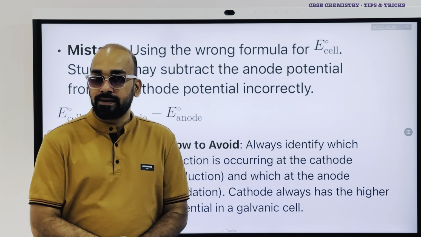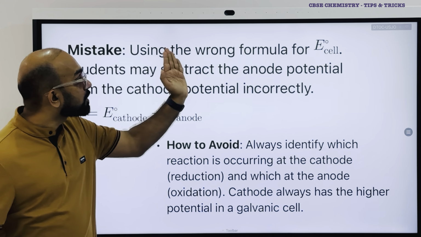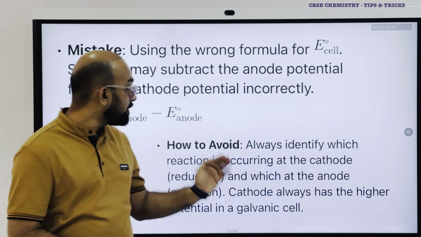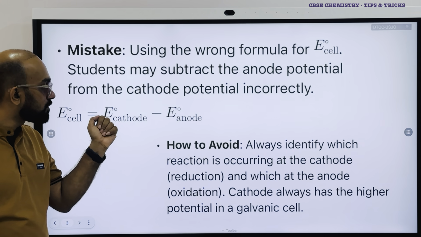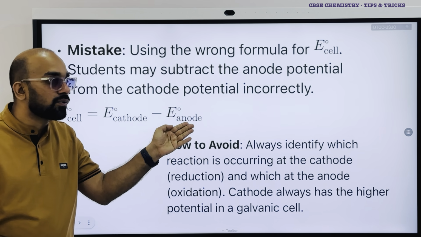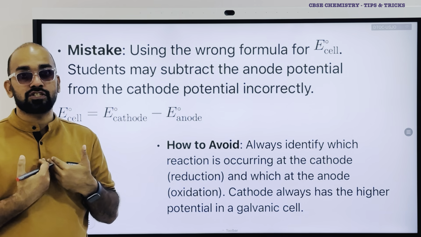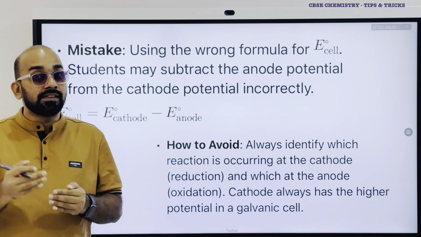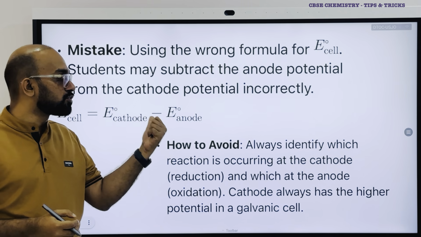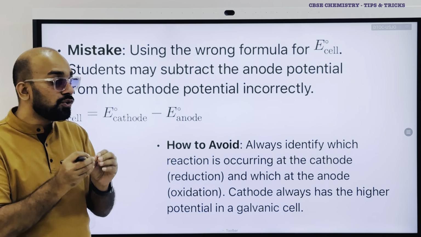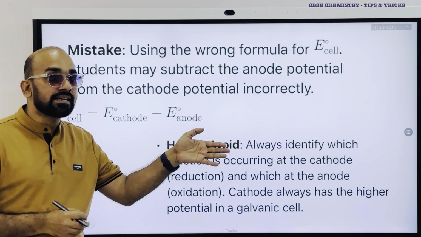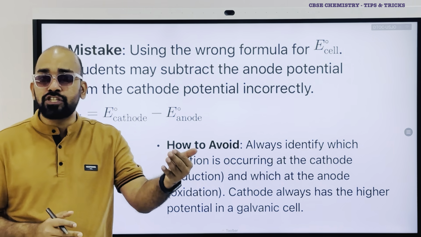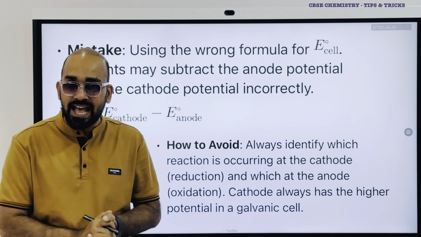Mistake number 1: using the wrong formula for E0 cell. We know E0 cell is equal to E0 cathode minus E0 anode. For doing this, first of all, we have to identify which one is cathode and which one is anode. Then only we can substitute the values properly. Otherwise, you will substitute in a wrong way. Correct, right? Now, how to identify which one is cathode and which one is anode?